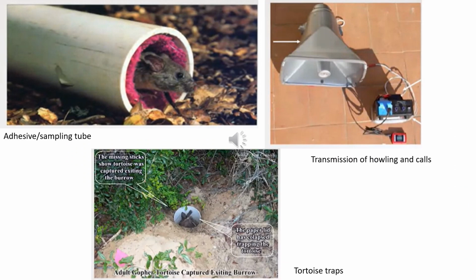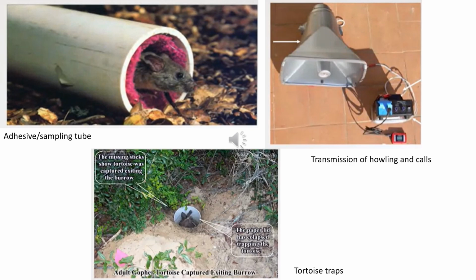There are other methods for sampling of mammals. For rodents, for instance, using adhesive or sampling tubes that just collect the hairs from the body of the animals, and by looking at the hairs, you can recognize the animals. Or for instance, we can use howling and calls. In this case, we just send a howling of a specific species, such as the wolf, for instance, via a sound device, and they will recognize their call.